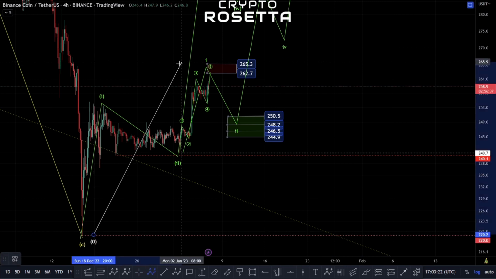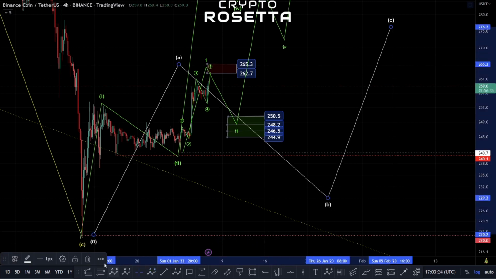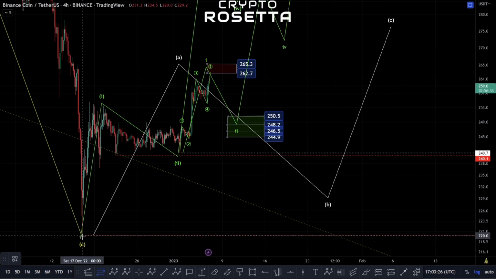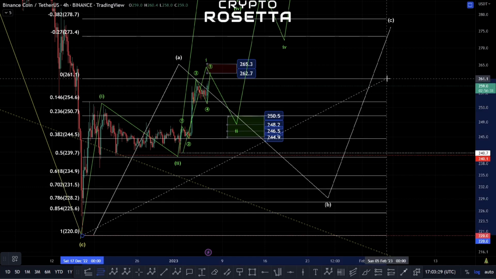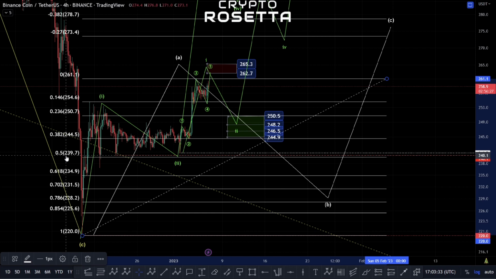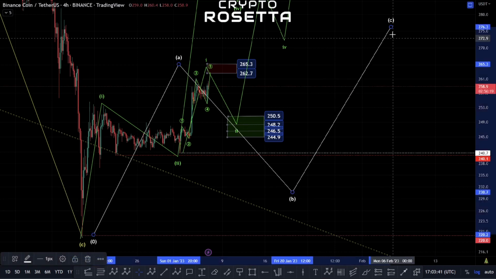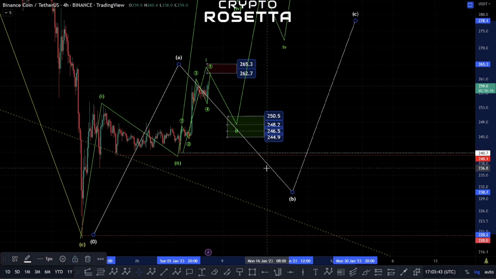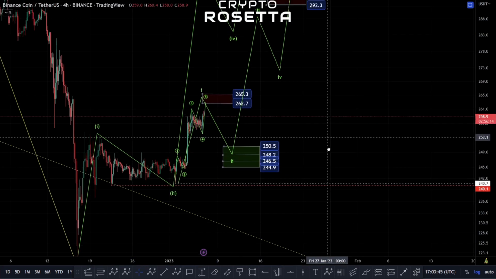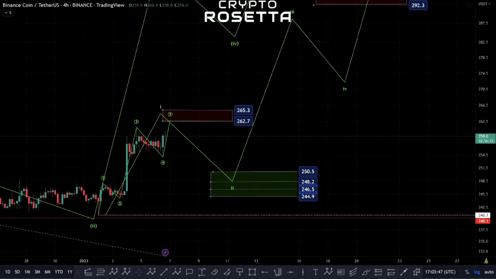where we form something like this as an A, a B, and a C to the upside, what we could then look for is potential to find support back in this 50% zone, which is this 239.7, anywhere from there to this 228.2 area. That would be a typical area we could look to find support as a B wave if we're going to continue to look to push to the upside. Okay, so we've got a few things there that we need to monitor. We need to see how this reacts.